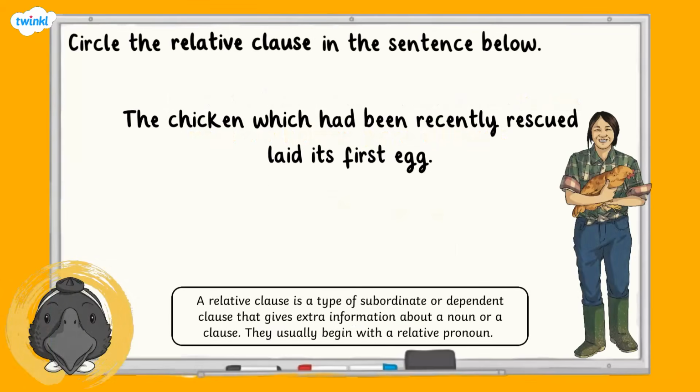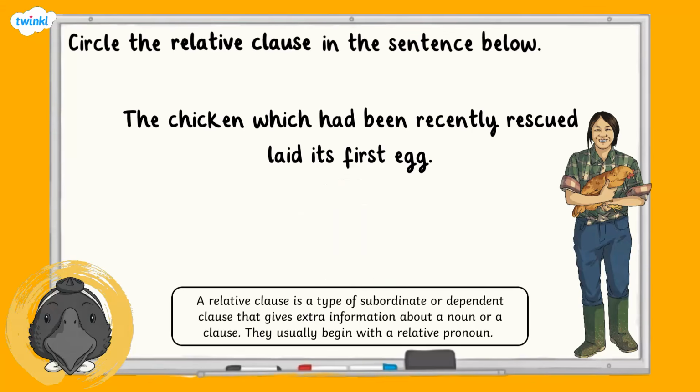For our first question, you're being asked to circle the relative clause in the sentence below. Often these sorts of questions will have purposely left out the commas, so you'll need to look for a part of the sentence that is being used to give extra information. The chicken which had been recently rescued laid its first egg.